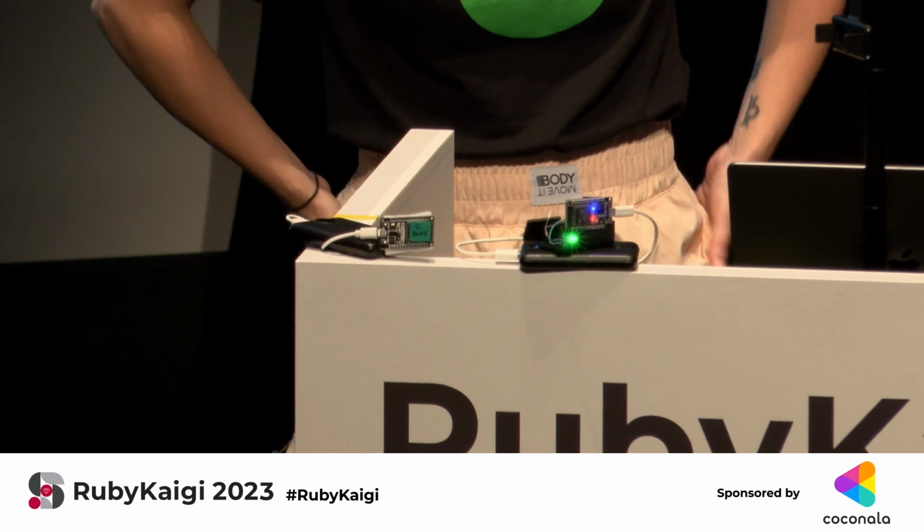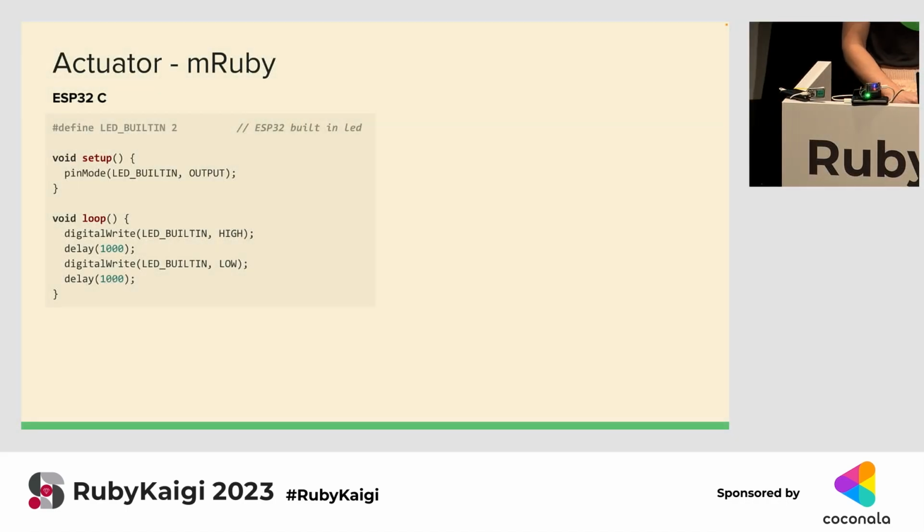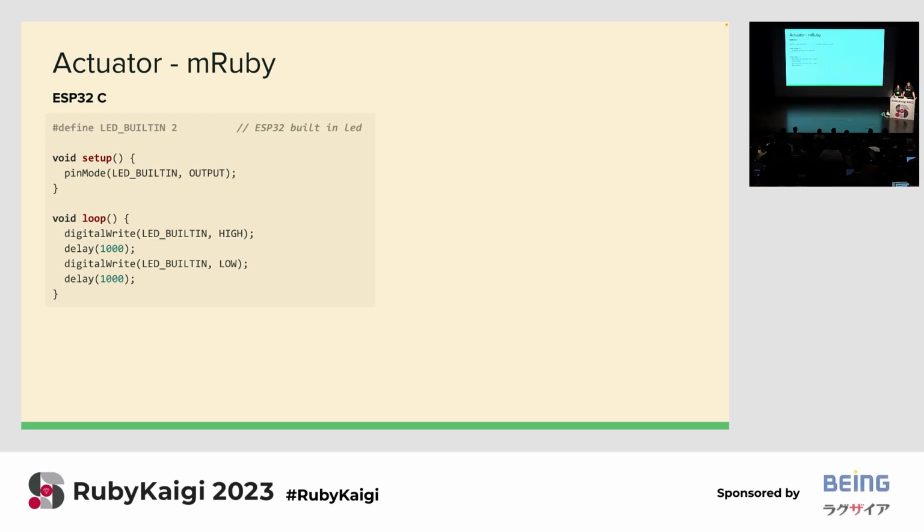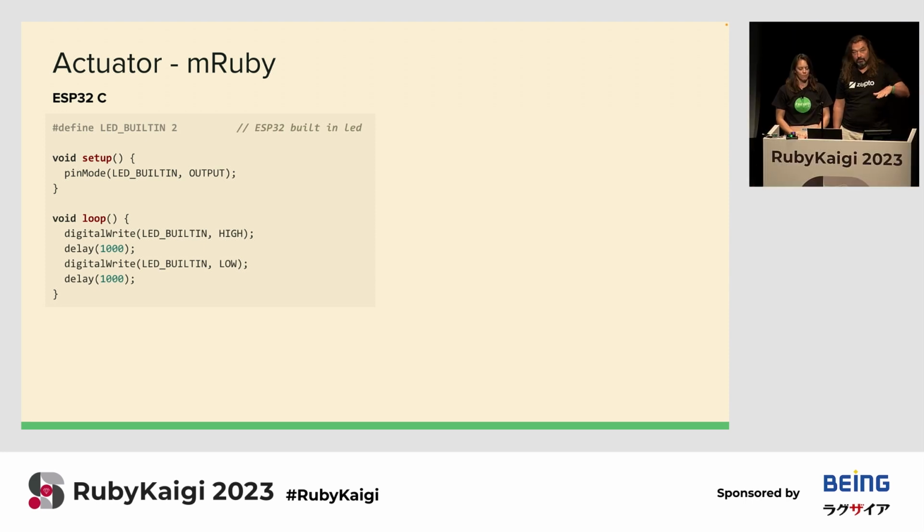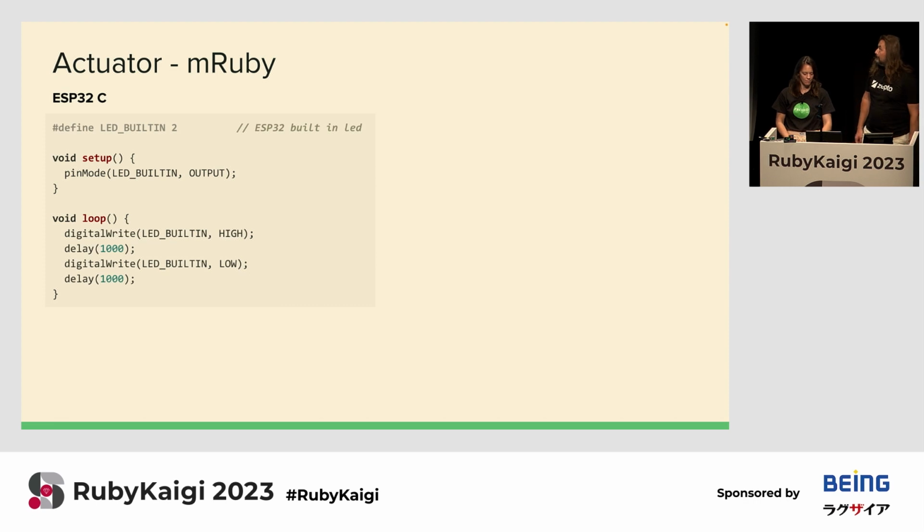Great idea. So on the left, we have some pretty straightforward ESP32C, or Arduino C. We define a pin, set the pin to be an output, and in an infinite loop, we set the output high for 1 second, low for 1 second, and repeat. That's blink. How does this compare to MRuby?